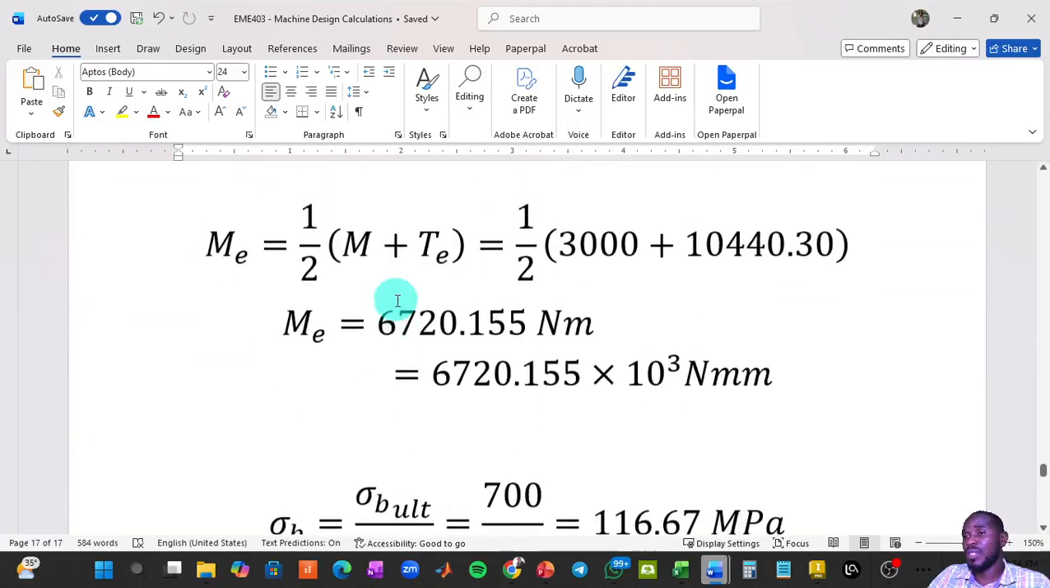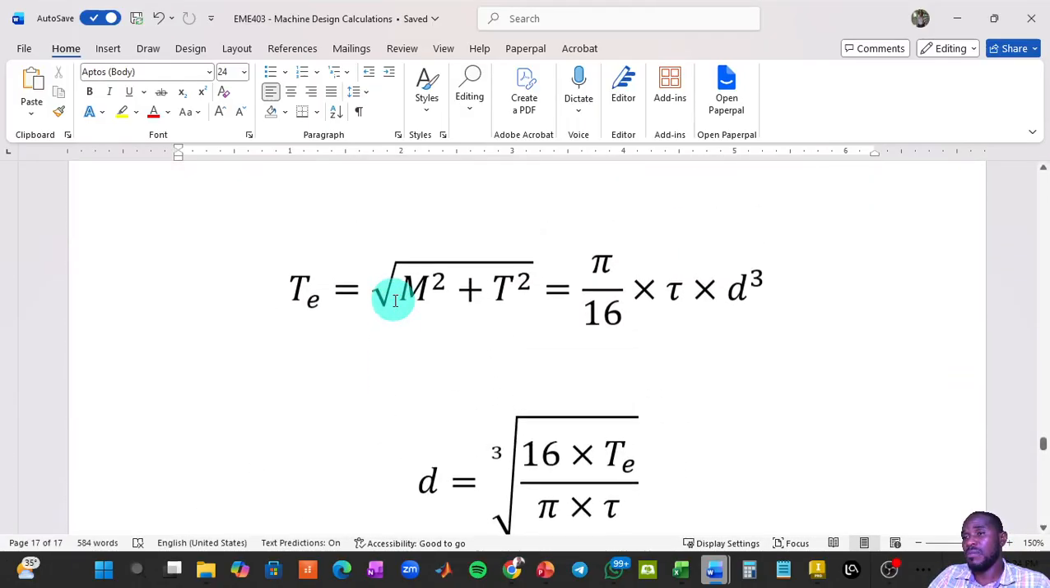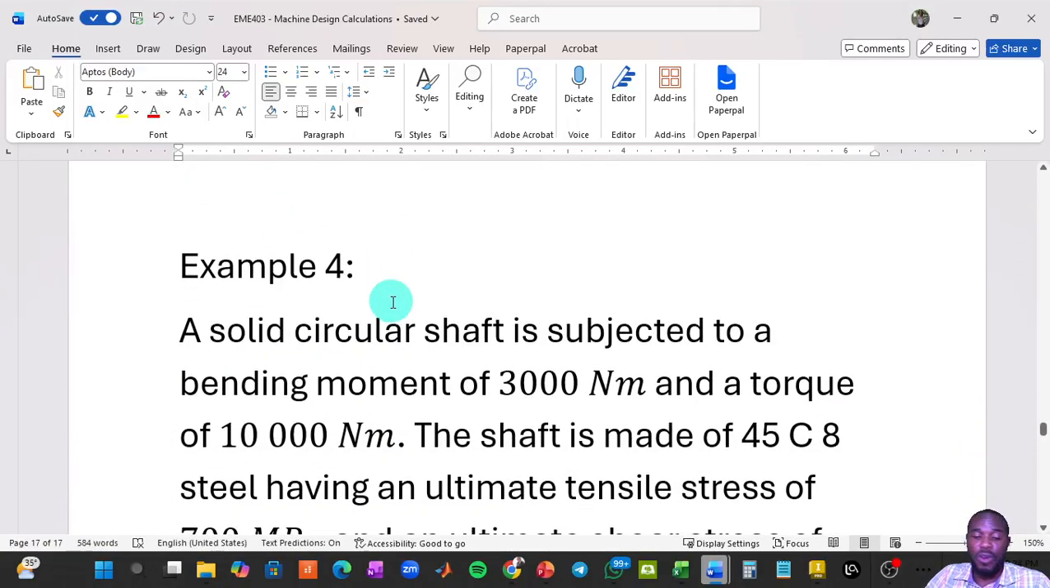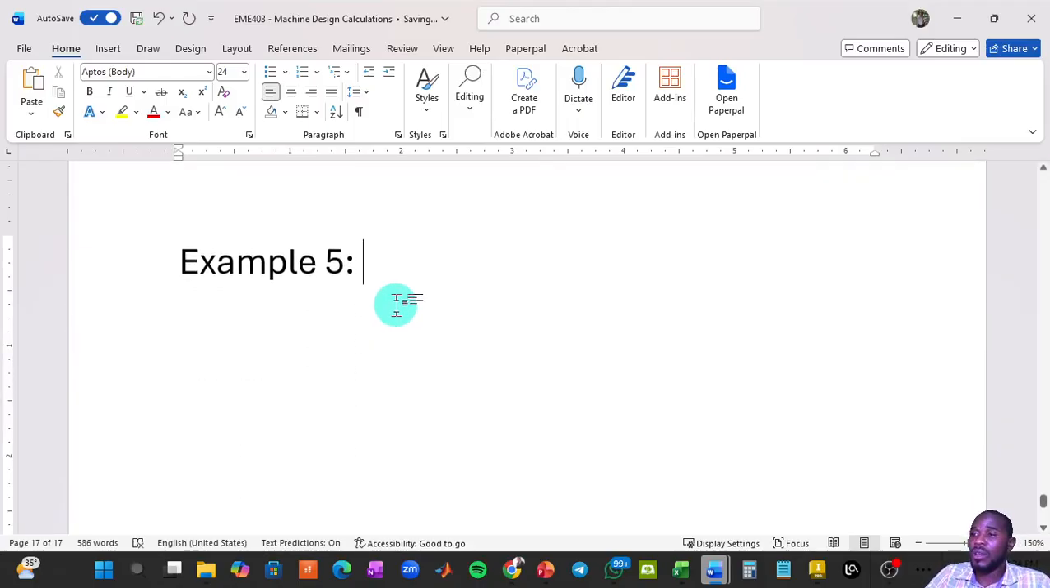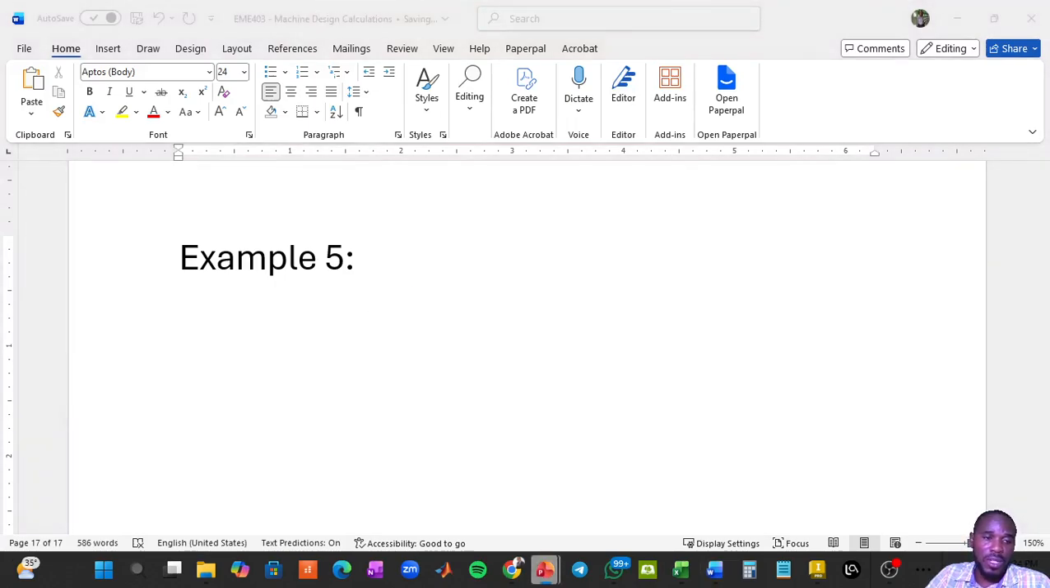What did we call this last example? This last example was example 4. So now we are doing example 5, right? So what do we have? It says that a shaft supported by 2 bearings.